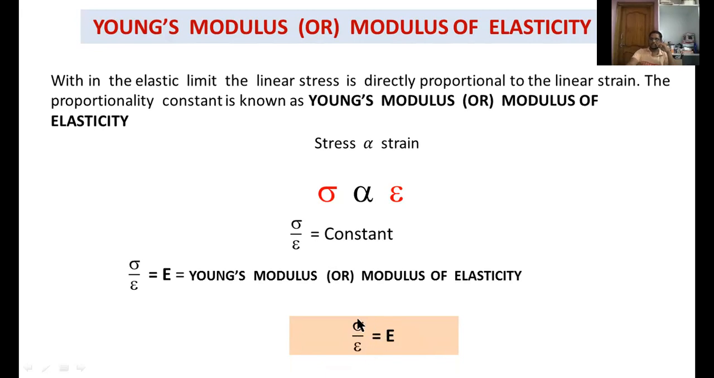Sigma is the linear stress. Epsilon is the linear strain. Here the linear stress means tensile stress or compressive stress. Here the linear strain means compressive strain or tensile strain. The units we have already discussed in the previous slide. The units for Young's modulus are the same as stress.